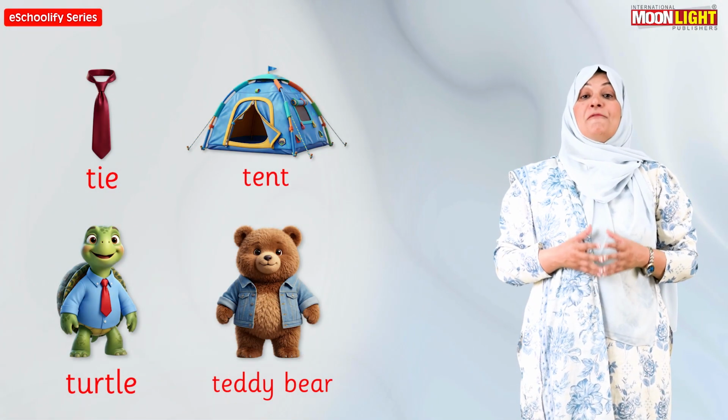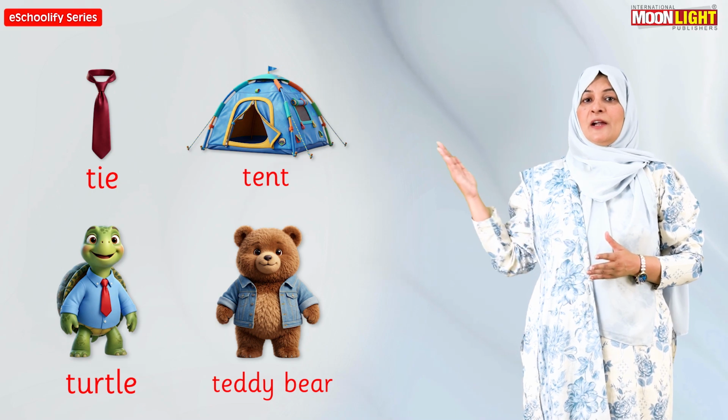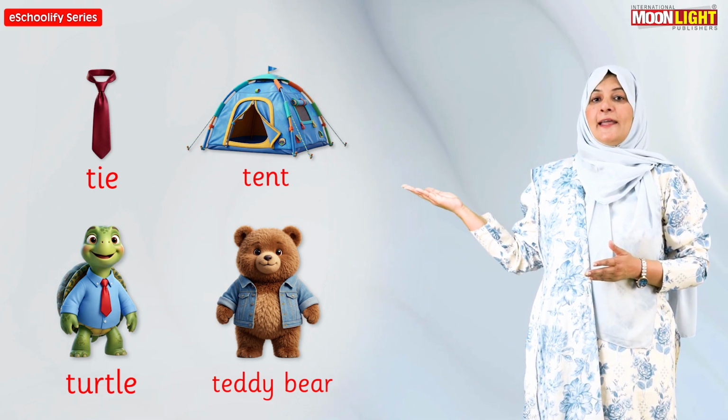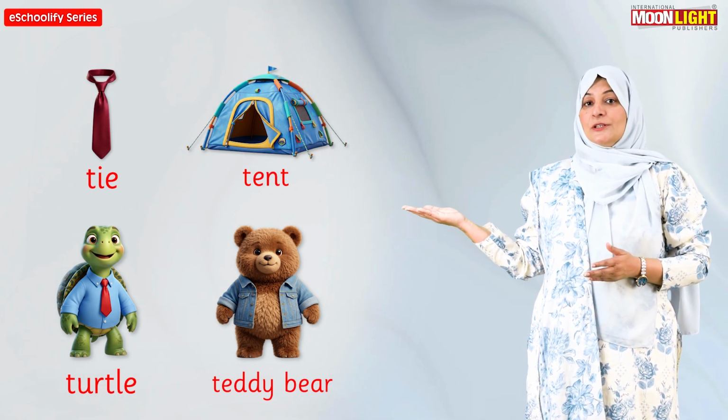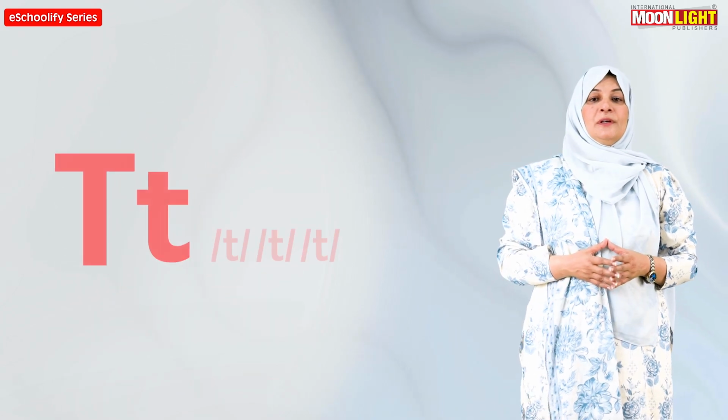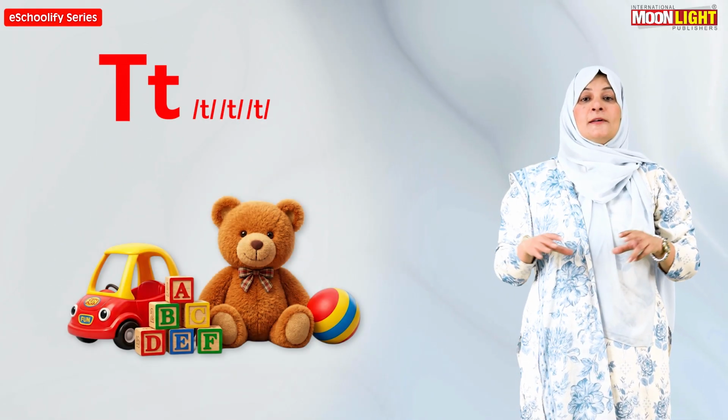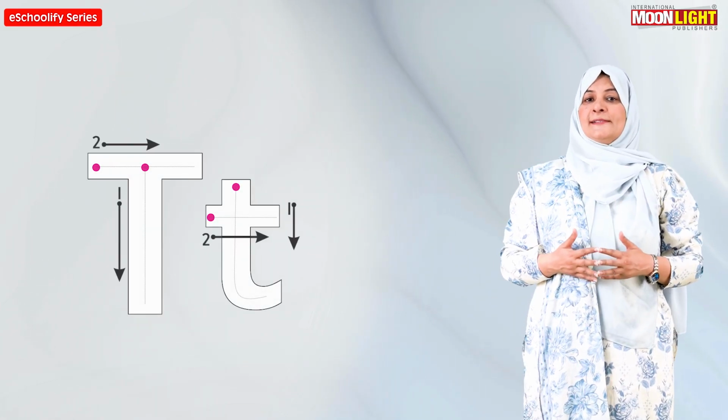Look over here. Make the flashcards of different vocabulary words. Here are 4 words like tie, tent, turtle, and teddy bear. You could display different toys, truck, train, your cup of tea, okay? After displaying these objects, ask different questions from the students. Then we will start our lesson.